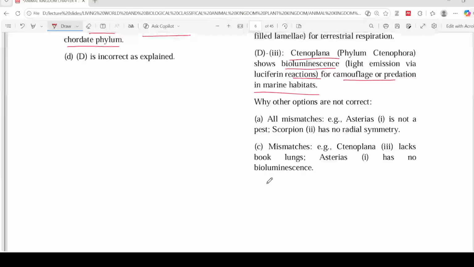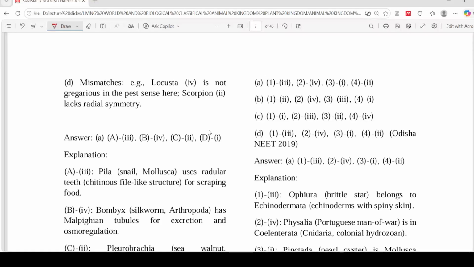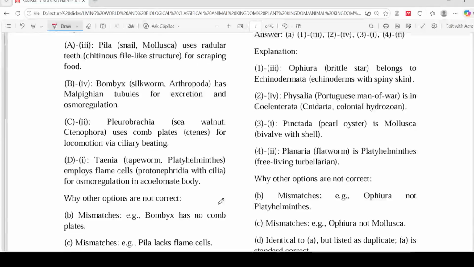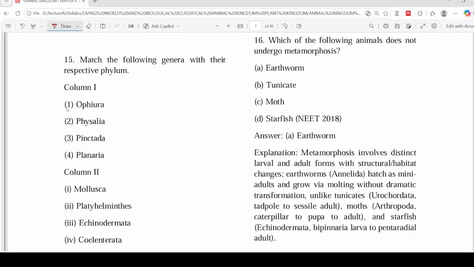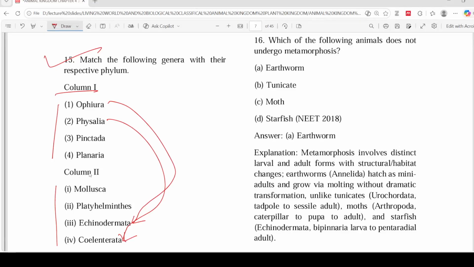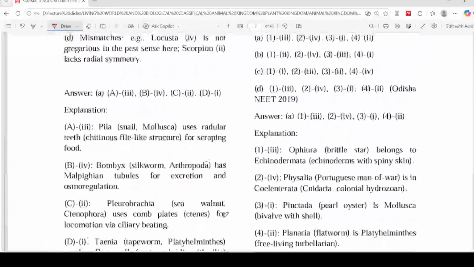The next question is here. You have to do matching again, with column A and options. Ophiura is matched with Echinodermata, Physalia is matched with Coelenterate, Pinctada is matched with Mollusk, and Planaria is matched with Platyhelminthes. This is the matching, and I'll explain this question.